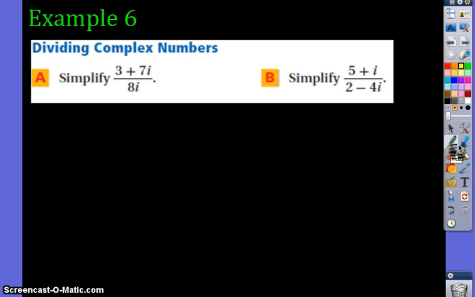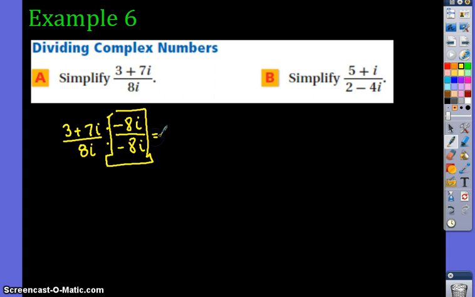So here, problem A, we have 3 plus 7i divided by 8i, so we need to multiply by the complex conjugate. So 3 plus 7i divided by 8i, we multiply by the complex conjugate, which would be negative 8i. So negative 8i, so all of this times this. And it's important to note that we're not changing the problem. What we're essentially doing is multiplying by 1 and getting an equivalent fraction that doesn't have a radical in the denominator, or an i.